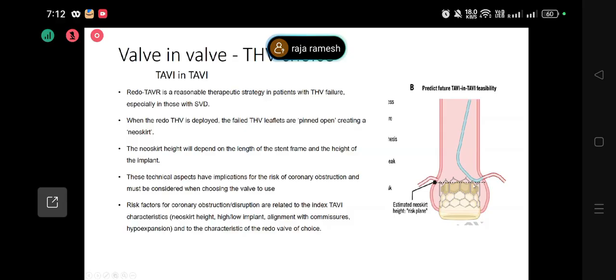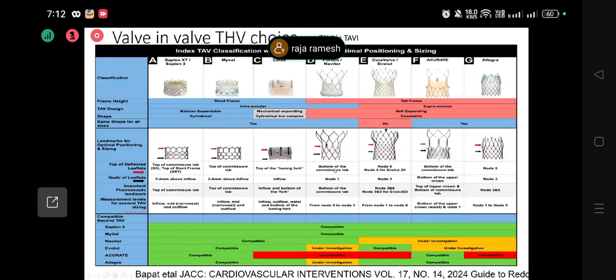If this neoskirt is extending above the coronary ostia, then we have to choose one of the leaflet modifications or choose a different heart valve so that there cannot be a coronary obstruction. So this is a very busy slide, but I will explain in a nutshell. These are the different heart valves.